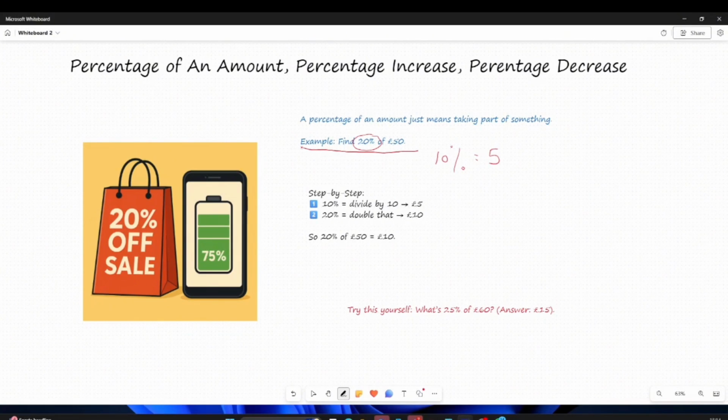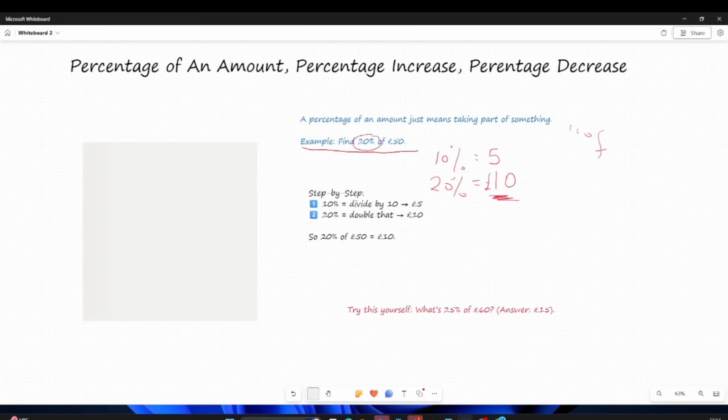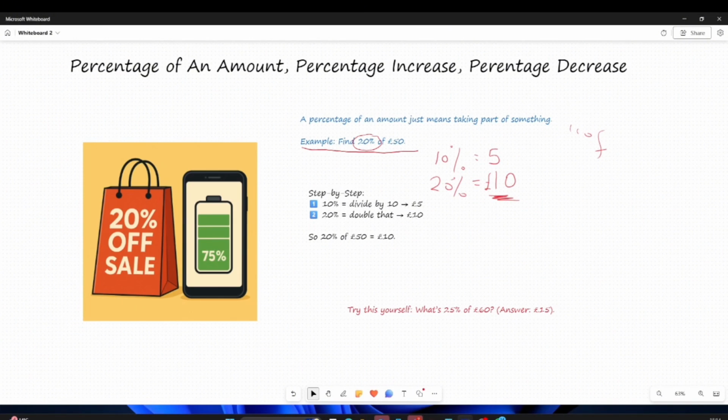So if 10% is 5, if you double that, what would that be? That would be 2 times 5, and that gives you 10. And so it means that the 20% sale on that dress is £10. So if you are buying a dress that costs £50 and there's 20% off or 20% discount, it means that you end up paying £40 instead of £50.